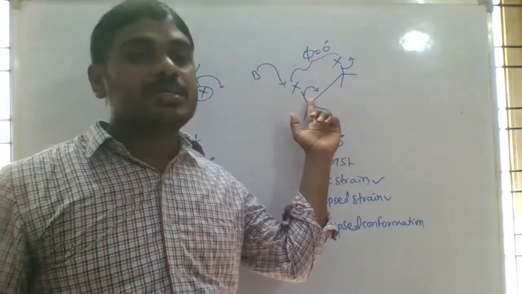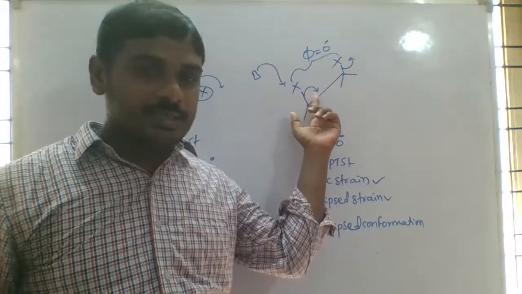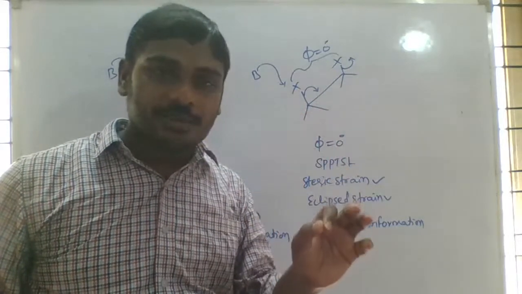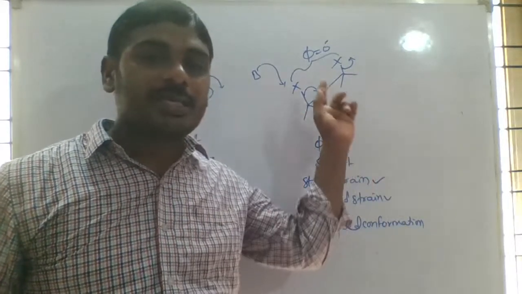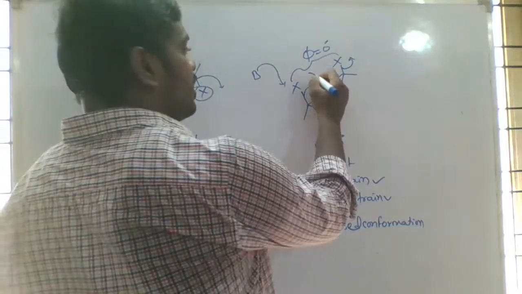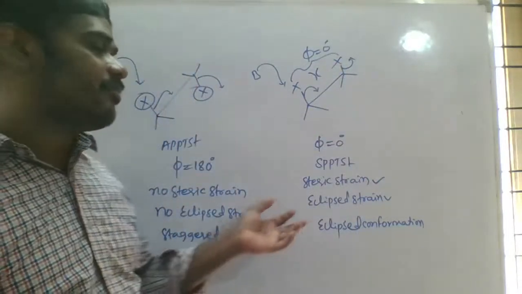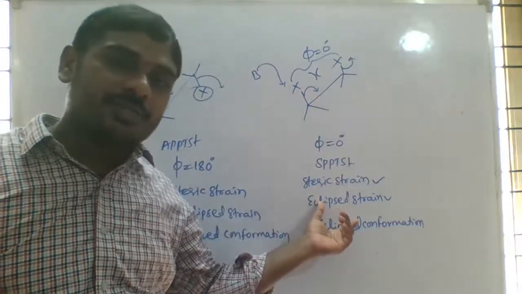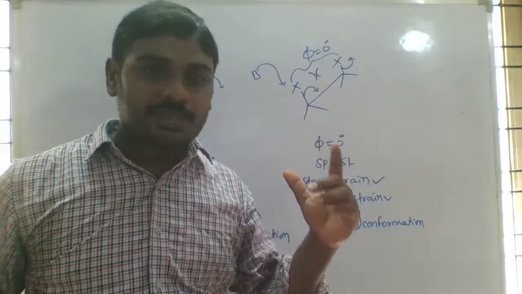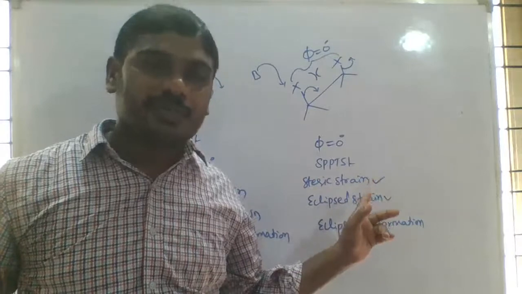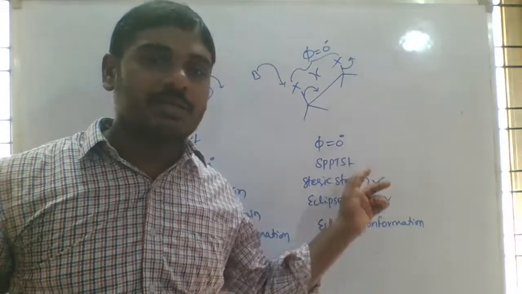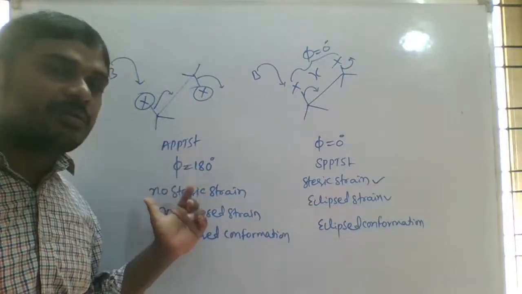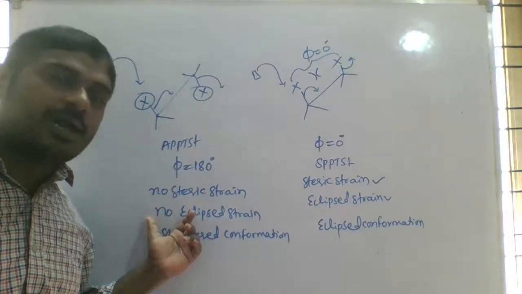In the case of syn elimination, the leaving groups' dihedral angle separation is 0 degrees. Therefore, steric crowding or steric repulsion arises between the leaving groups. So steric strain is present. Therefore, the elimination is slow and forms the minor product. And this is called an eclipsed conformation. Whenever the selected groups' angle separation is 0 degrees, the conformation is called the Sawhorse eclipsed conformation. Whenever the selected groups' dihedral angle separation is 180 degrees, the conformation is called the Sawhorse anti-conformation.